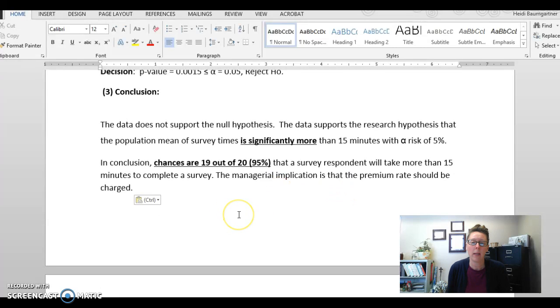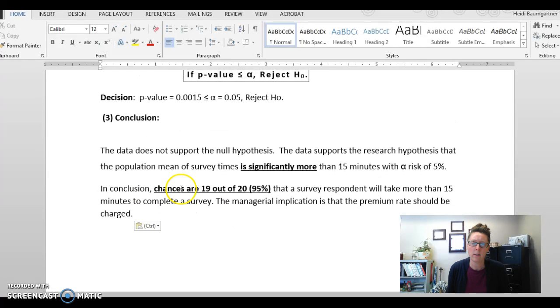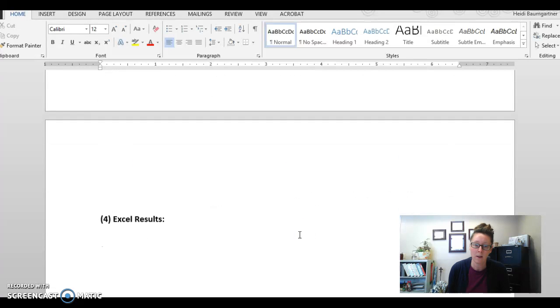The managerial implication is that the premium rate should be charged. We're taking it a step further, explaining what we found and how that influences, like what value that gives us. We need to charge the premium rate because they are going longer than 15 minutes.